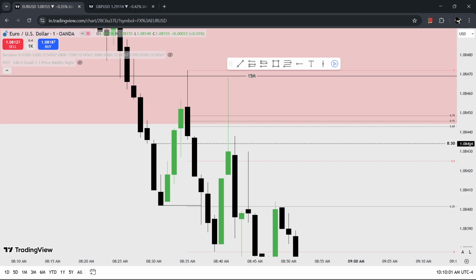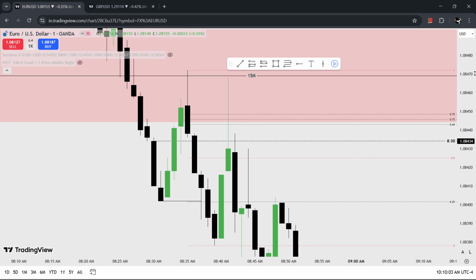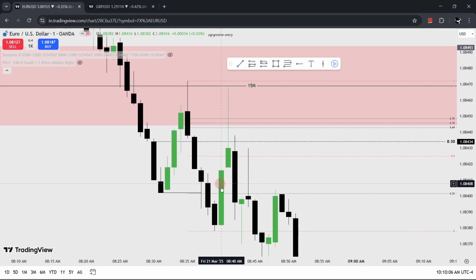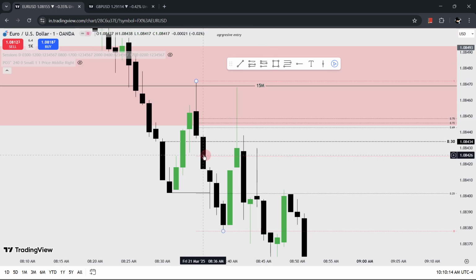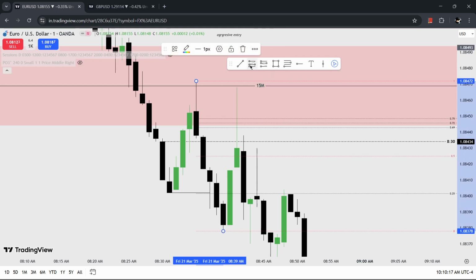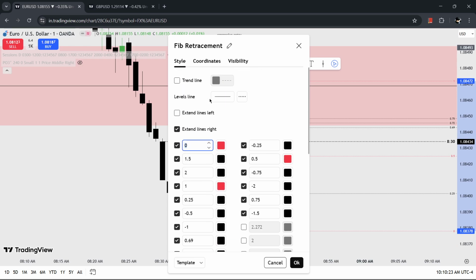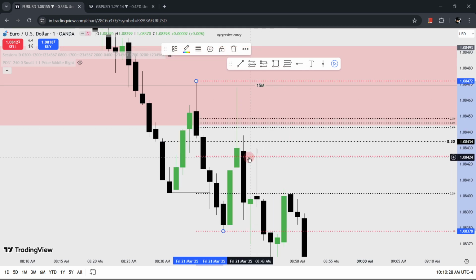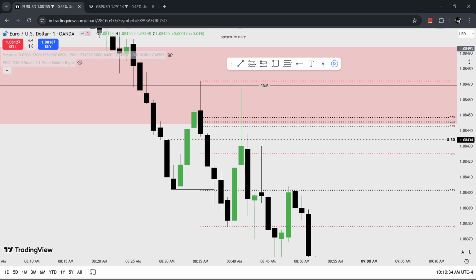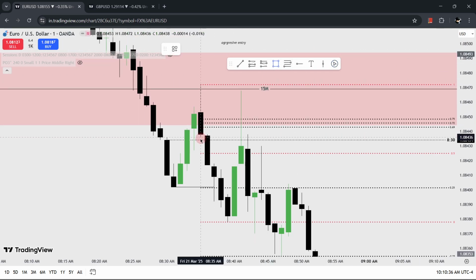From this high to this low is the displacement, and we are measuring this displacement. Above is the equilibrium point. This is the equilibrium point. You can see this is 0.5. At the equilibrium point we have a 1-minute fair value gap.